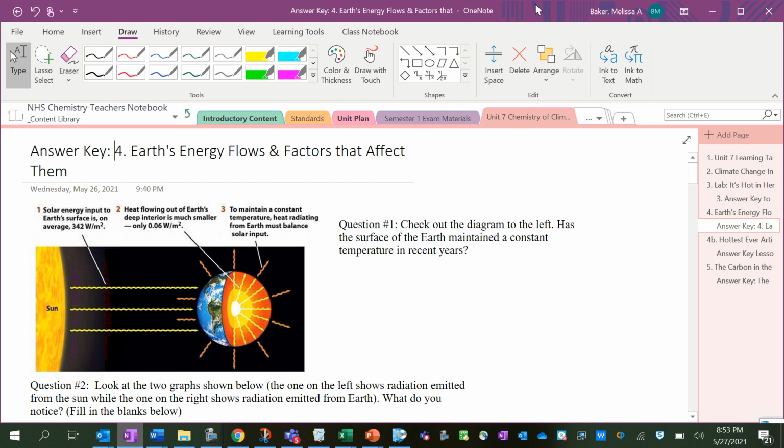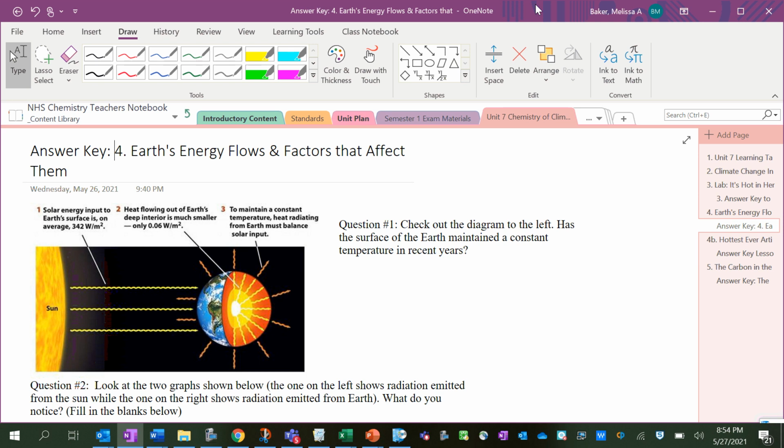Let's check out lesson 4, Earth's energy flows and factors that affect them. So check out this picture here. It says solar energy input to Earth's surface on average is 342 watts per meter squared. That's represented by those wiggly yellow arrows. Heat flowing out of Earth's deep interior is much smaller, only 0.06 watts per meter squared.